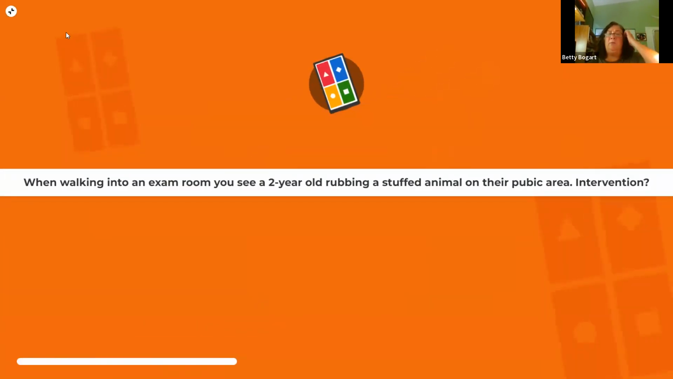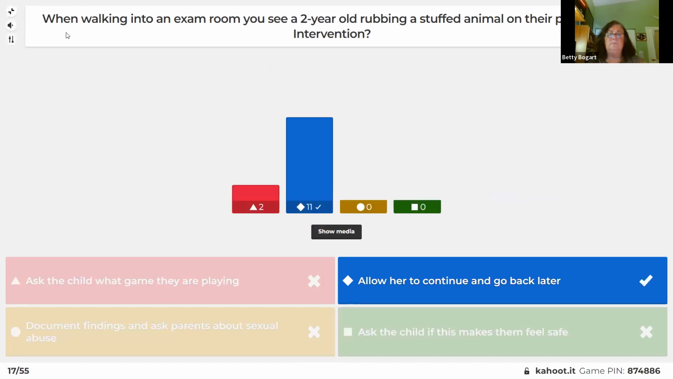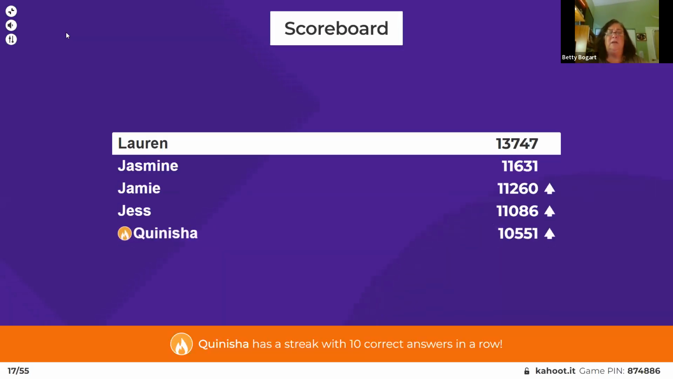When walking into an exam room, you see a 2-year-old rubbing a stuffed animal on their pubic area. What is your intervention? What do you do? Remember, toddlers are in that self-exploration stage. Toddlers, preschoolers, school age, all of them. It's just part of normal human experience. So let them continue, walk out, say, I'll be right back, I forgot something, and come back. Do not bring attention to it, especially the toddler. Preschooler, you might say, if you want to do that, go by yourself, go in your room by yourself. You don't need to do it here.